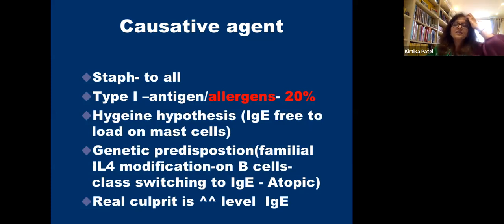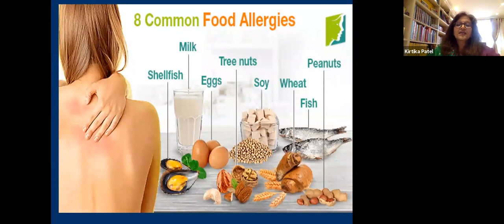So these are the 8 common foods that can give us allergies. So fish. I'm happy to see that there is a Nile perch allergy. So at least this is working even in our setup, except for the peanuts.